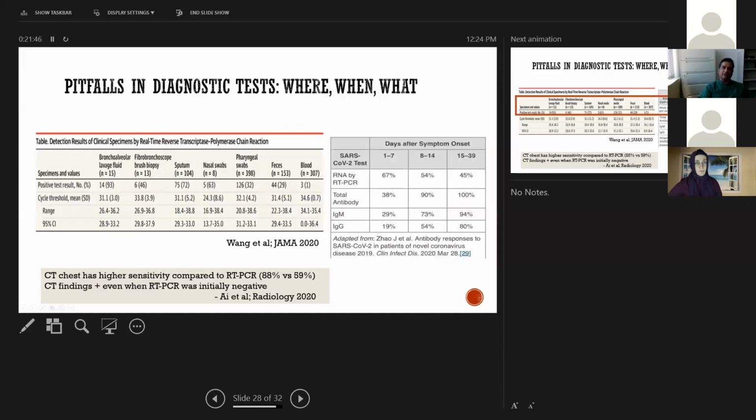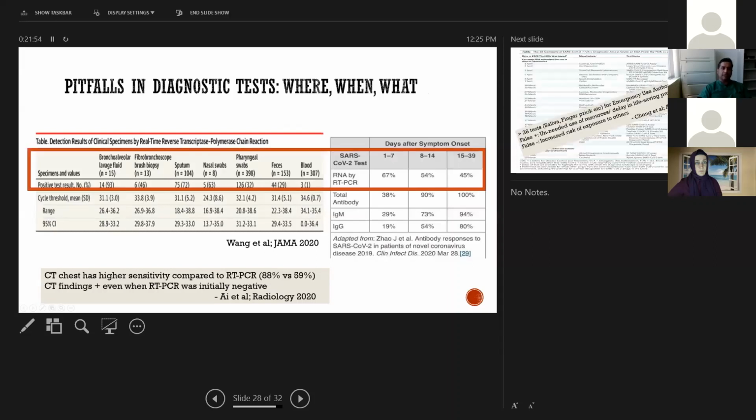So there are several pitfalls in the diagnostic tests as well. It depends on where it was obtained. So here you can see that the majority of the bronchoalveolar lavage specimens were positive, but if you take nasal or pharyngeal swabs, the sensitivity actually goes down. It also depends on when the test was done. So in the initial first week, the test is positive, but as you go longer and far away from the time of the symptoms, the sensitivity actually drops down.